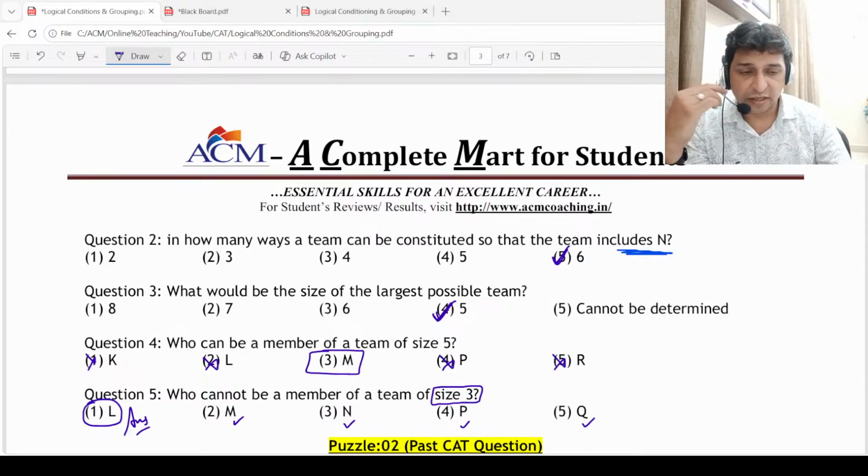This puzzle is done. Any doubt anybody has, they can let me know in the comment section itself so I can answer you right away. Otherwise, let's move to the next puzzle.